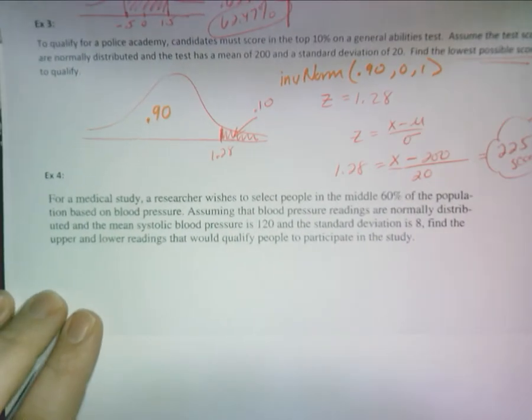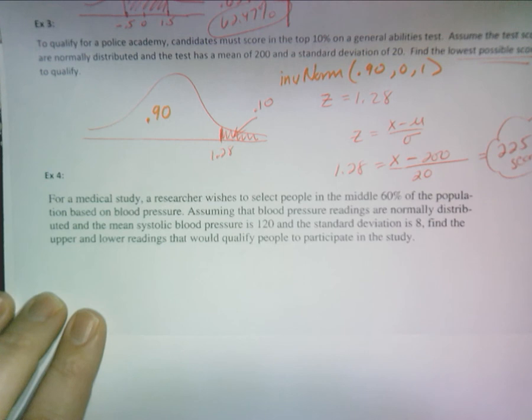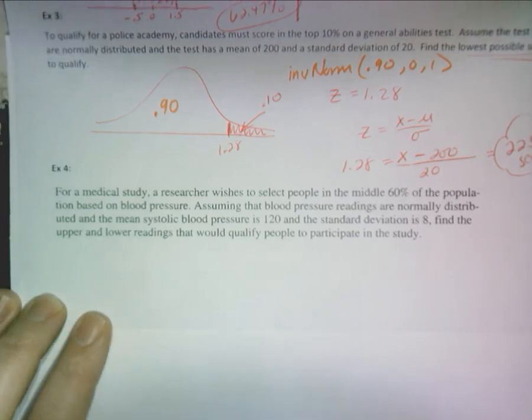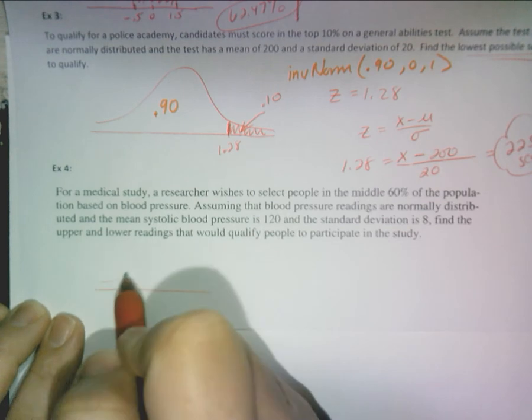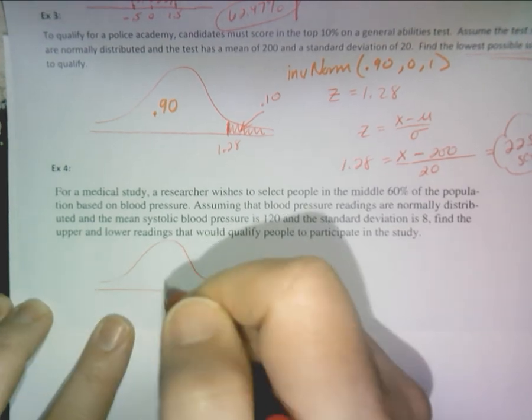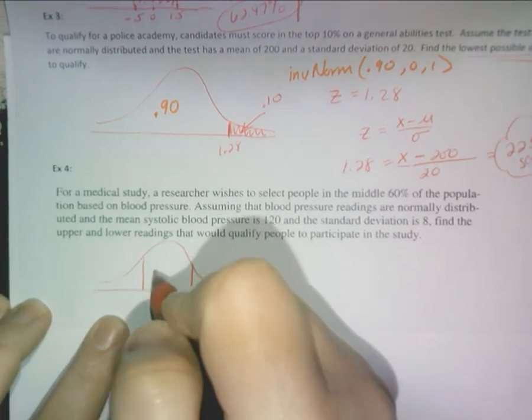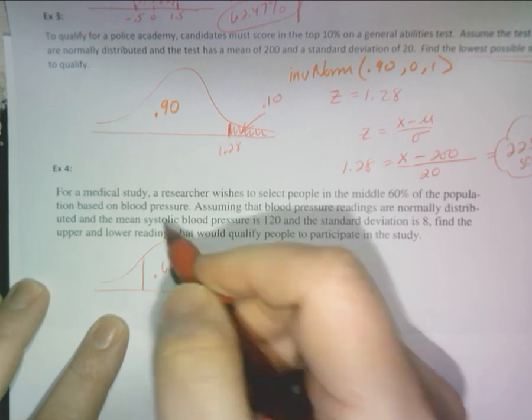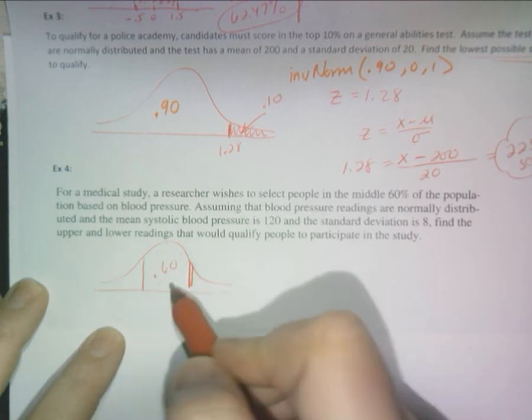For a medical study, a researcher wishes to select people in the middle 60% of the population based on blood pressure. Assuming the blood pressure readings are normally distributed with a mean systolic blood pressure of 120 and a standard deviation of 8, find the upper and lower readings that would qualify the people to participate in the study. Let me draw this for you. You are in the middle 60%, right here and here, yes? Isn't that what this story said?